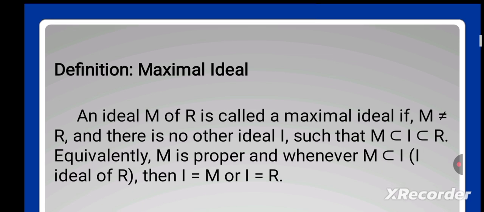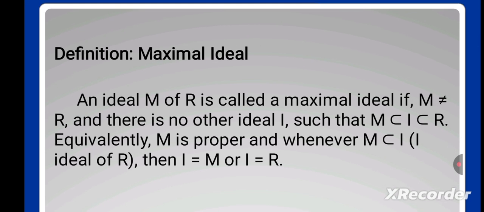And the second definition is maximal ideal. An ideal M of R is called a maximal ideal if M is not equal to R and there is no other ideal I such that M is contained in I contained in R. Equivalently, M is proper and whenever M is a subset of I, then I should be equal to M or I should be equal to R. It is called the maximal ideal of R.